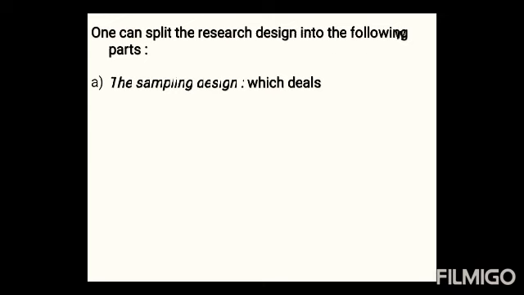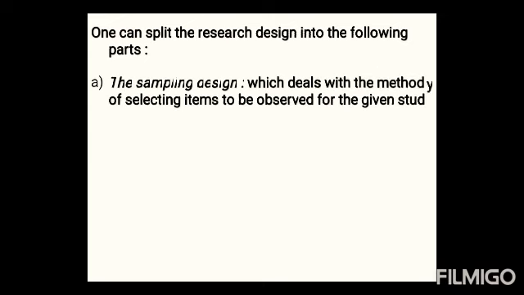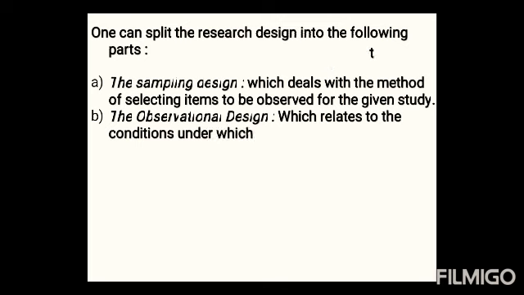One can split the research design into the following parts. The sampling design, which deals with a method of selecting the items to be observed for the given study. The observational design, which relates to the conditions under which the observations are to be made.